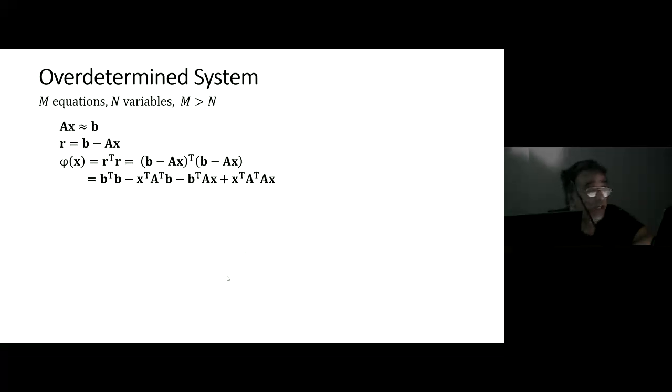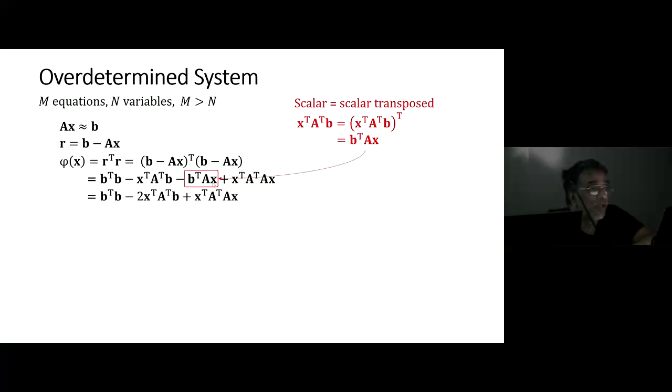Now, a scalar transpose is equal to the scalar itself, right? So B transpose AX is the same as X transpose A transpose B. So I can replace these two with X transpose A transpose B with a 2 here, because both these terms are the same. Okay, so this is where we are.